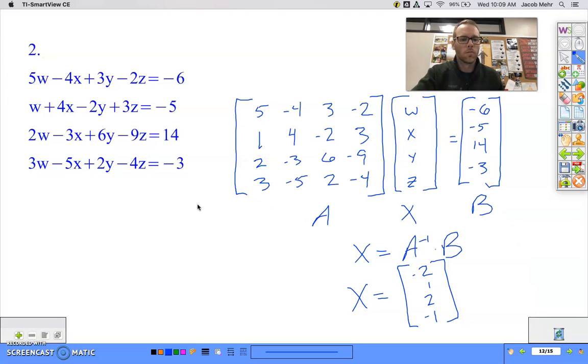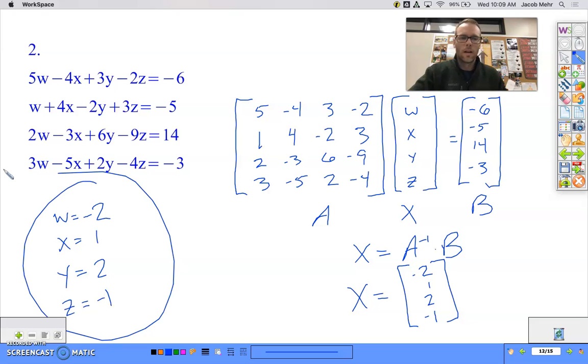Okay, so don't end there, right? Let's not forget that we actually need to solve. We need to know what W, X, Y, and Z are. We now know that W is -2, X is 1, Y is 2, and Z is -1. And the system is solved.